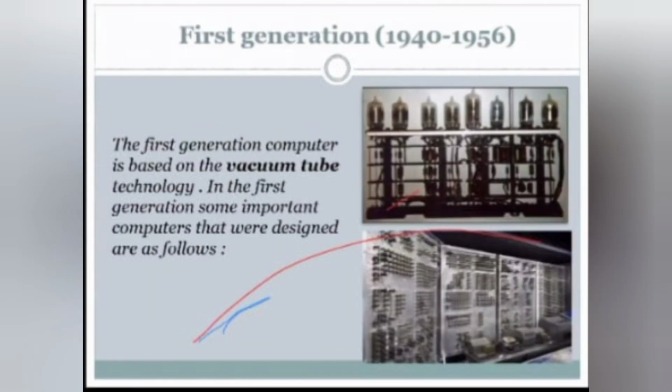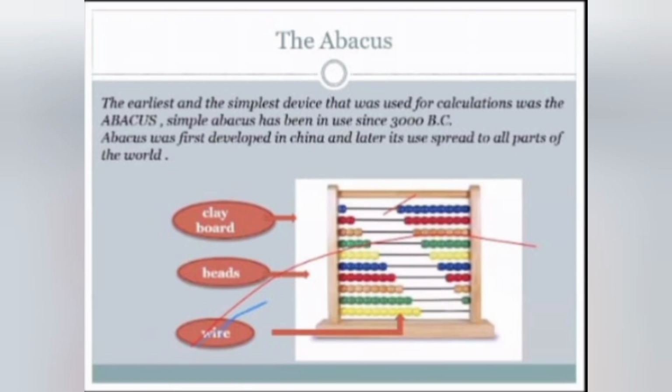And next we can see the first generation of computers, from the 1940s to 1956, when computers were this huge. The first generation used vacuum tube technology. This is a very old one, the abacus. You can see it is used for calculations. It was used in 3000 BC. So you can see it is an older model that was used for calculation.